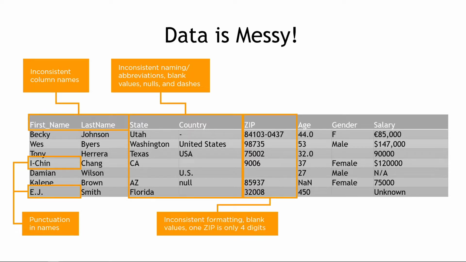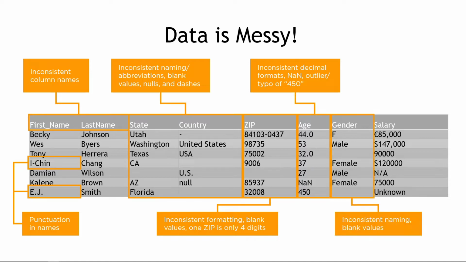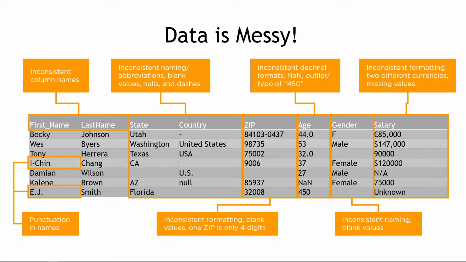Similar problem with our zip codes where there are blanks and zip codes aren't the same length. For age, we have different decimal formats, an NaN, or not a number, and likely a typo with that age of 450 years, or actually maybe that's the age in months rather than years. For gender, here again we're inconsistent with our naming and abbreviations, we have some blank values. And for salary, we have formatting issues, different currencies, and missing values.